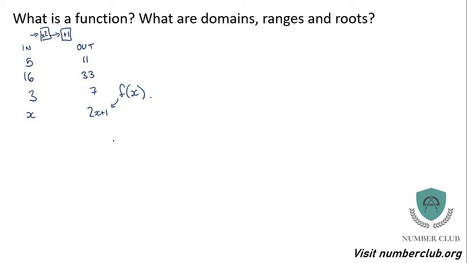Okay? Now, these inputs are my domain. In. Okay? And these outputs are my range. Your domain is the one that says in. It's the one that affects your x's.